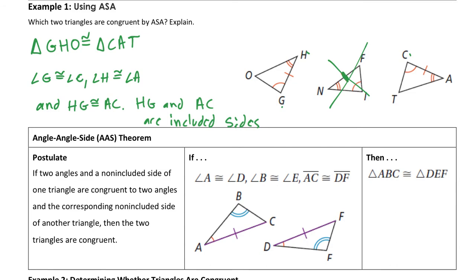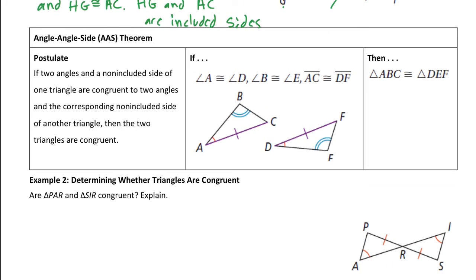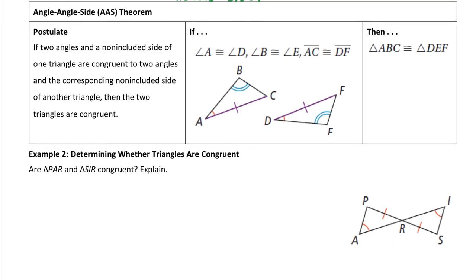After that, there's a theorem, or a shortcut, and it's the angle angle side theorem. This one's a little bit trickier to understand. So this says if two angles and a non-included side of one triangle are congruent to two angles and the corresponding non-included side of another triangle, then the triangles are congruent. So we're looking at two angles and a side that's not in between them, and then two other angles and a side that's not in between them.